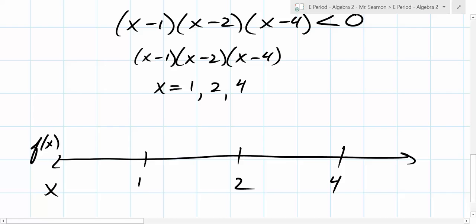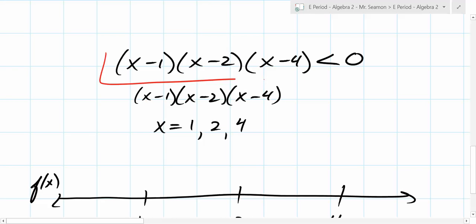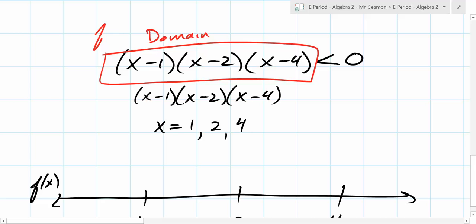This function right here, Liv, what's the domain of this function? Is there any division in there? No. Is there any square roots in there? No. So therefore, what's the domain? All real numbers. So are there any other numbers to put on that line? No. How do you know it's all real numbers? Because there's every single number you can.